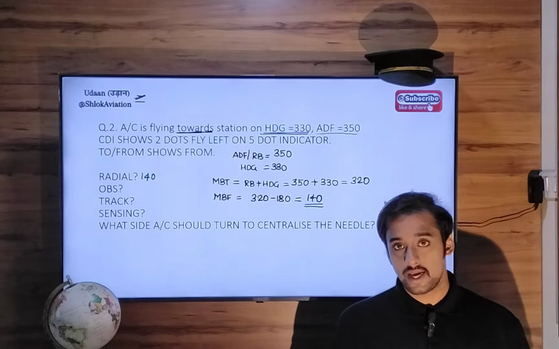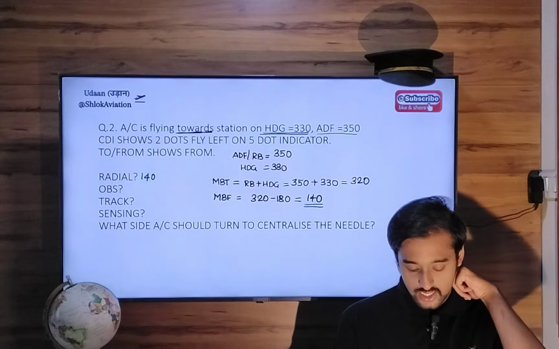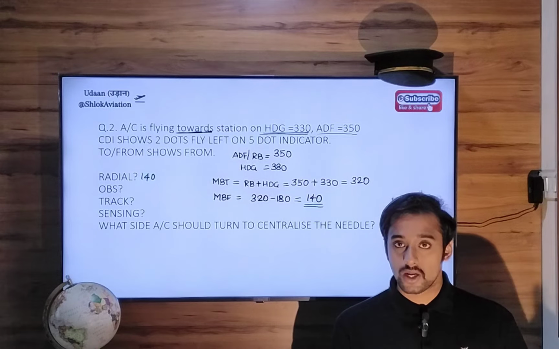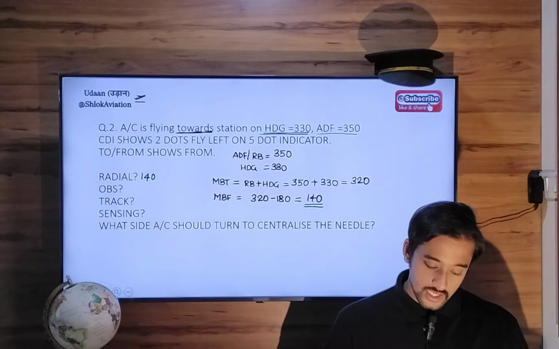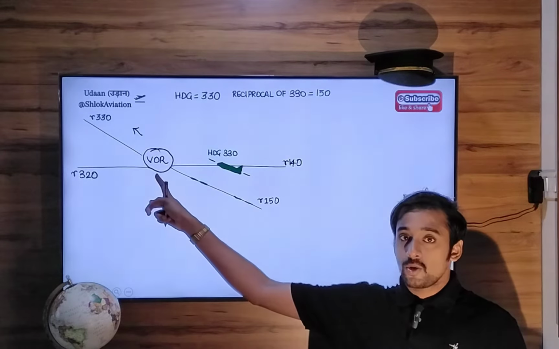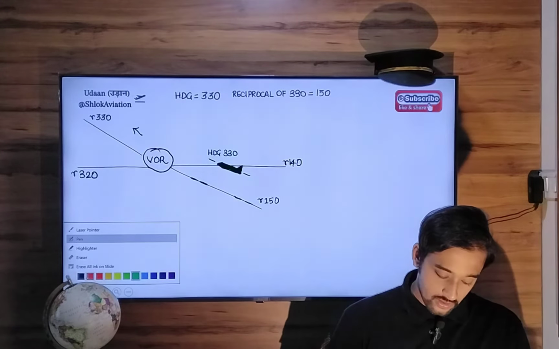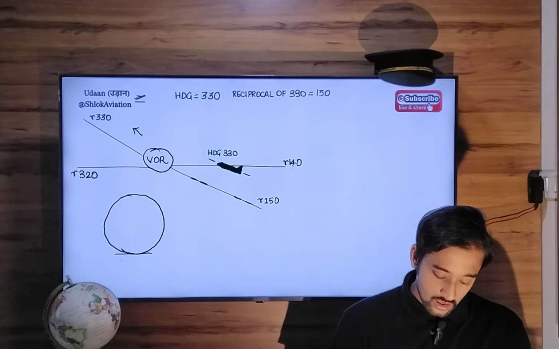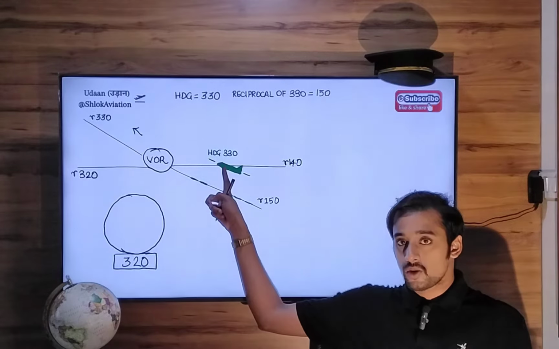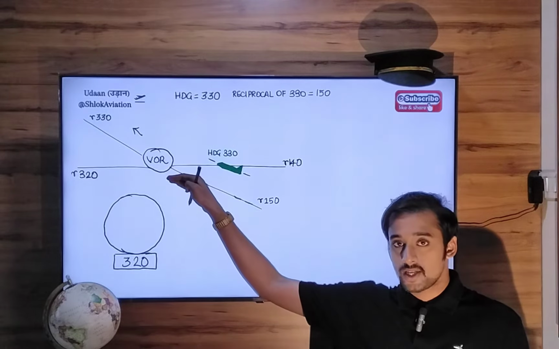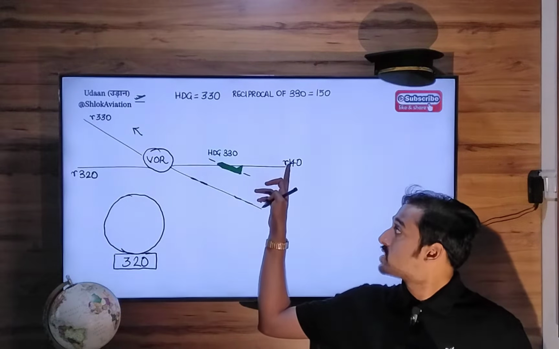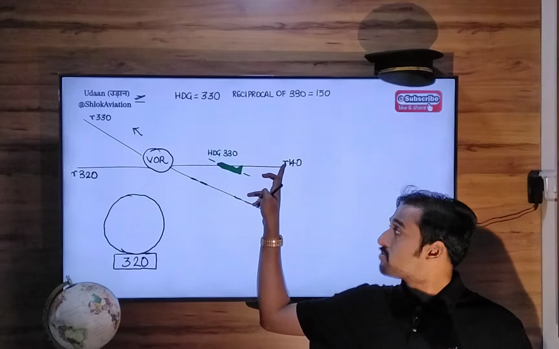Okay. Now the OBS selection. So now you are flying towards the station. What OBS selection should you put? Okay. So when you are flying towards the station, you have to put an OBS selection of 320. You are currently on radial 140. You are flying inbound towards the VOR. So when you fly inbound towards the VOR, you will have to put the reciprocal, the setting which is the reciprocal of this.